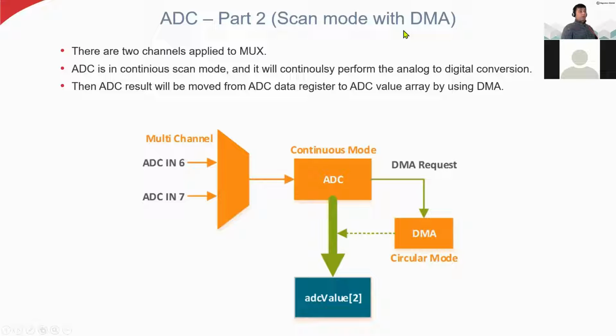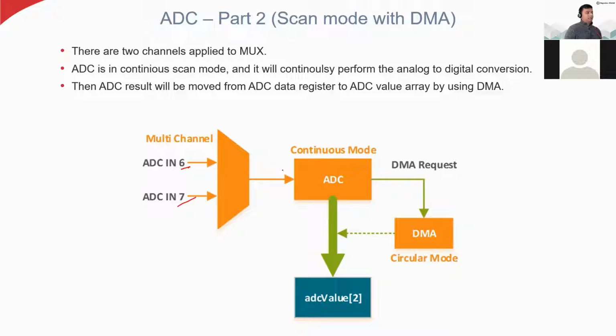Second one is scan mode with DMA. So I told you scan mode can handle multiple channels, more than one channel. Here you can see there are two channels applied to the multiplexer. This is the multiplexer, so I am using two channels. Let us say this is channel number 6 and channel number 7.